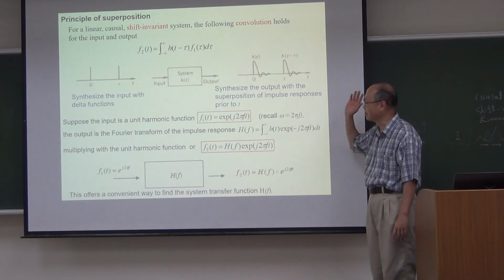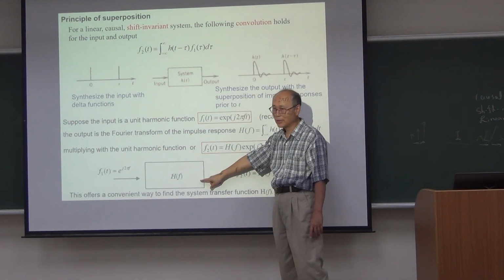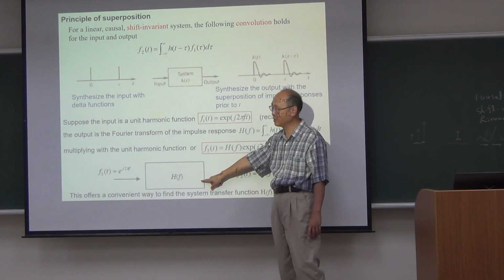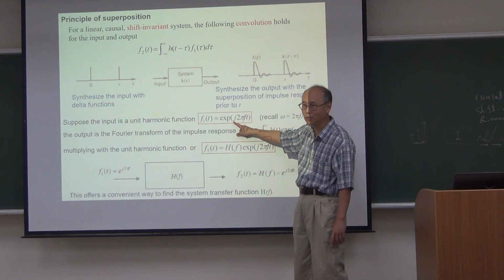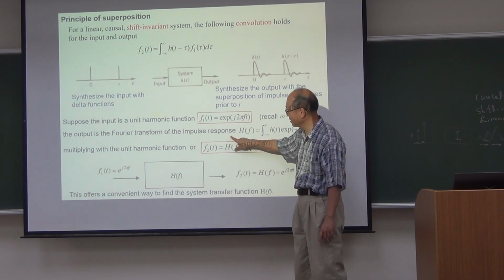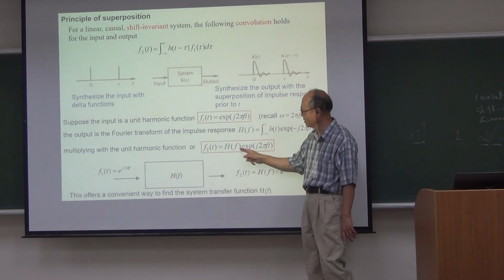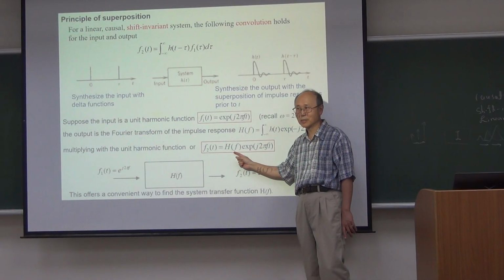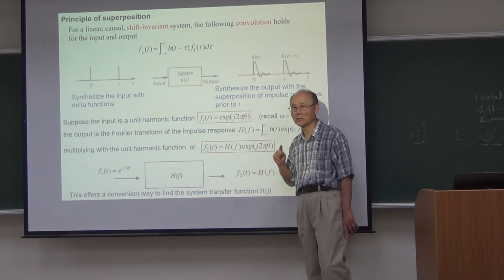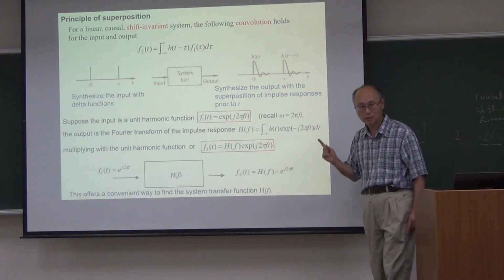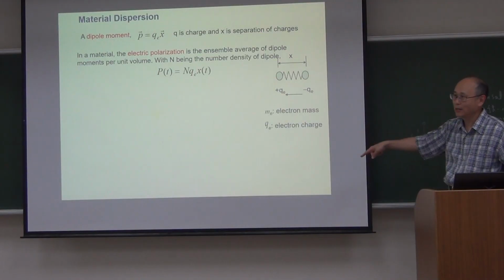Okay. But now you catch the point, right? When you deal with a linear system, the system transfer function is very important. Then to deduce it, you just send a unit harmonic function into the system. And then the coefficient of it is the system transfer function. And then in your presentation, you'll be talking about susceptibility. The material susceptibility, in fact, is the system transfer function of the material. So let me let you start this part.